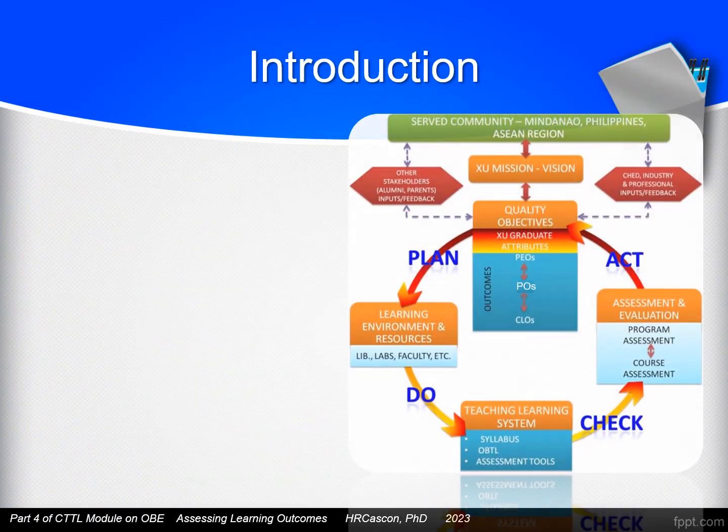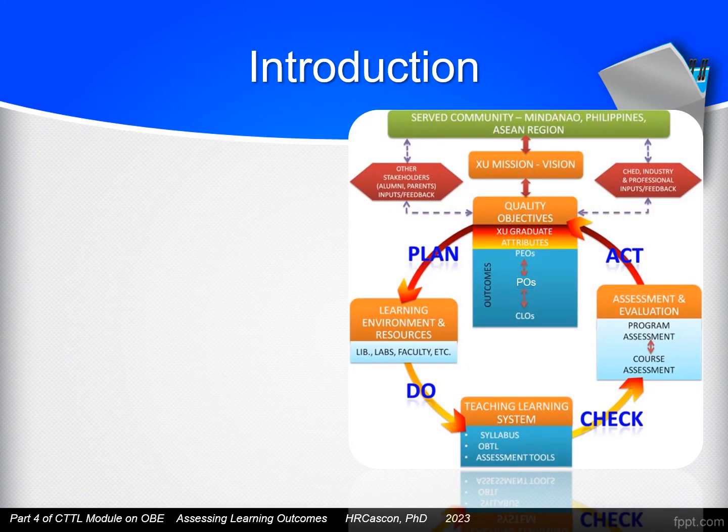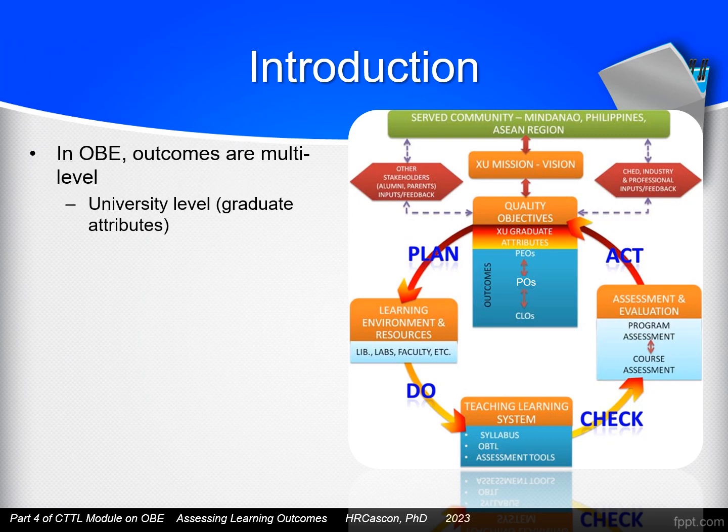If we recall our learnings from the previous installments of this module, we learned that in OBE, intended learning outcomes are multi-level. Beginning at the top, we have the university-level outcomes such as the graduate attributes. Going down, we have the program level, where we have the program educational objectives and the program outcomes. Then at the course level, we have the course learning outcomes, or the CLOs. If one would like to be as granular as possible, we can also have topic learning outcomes.